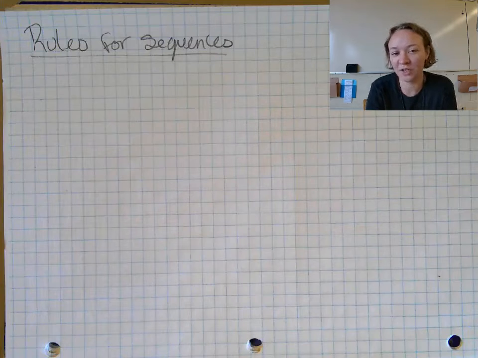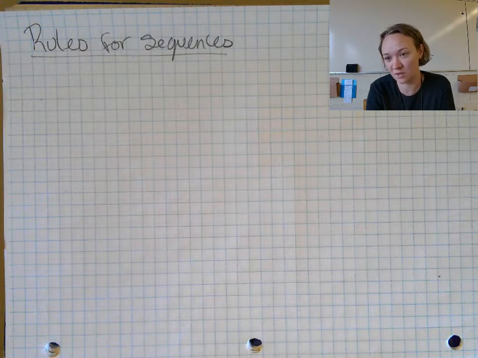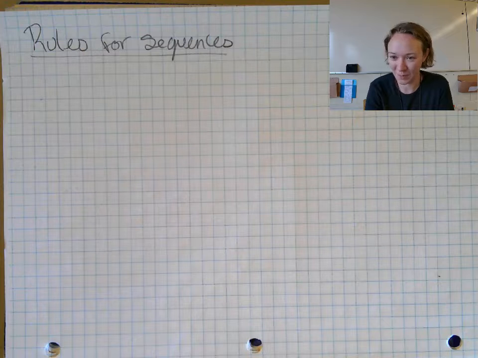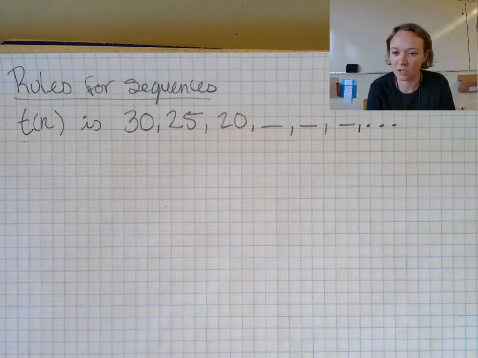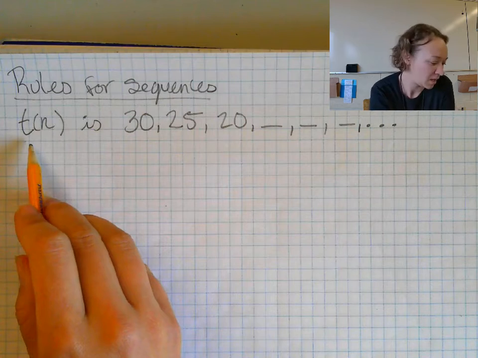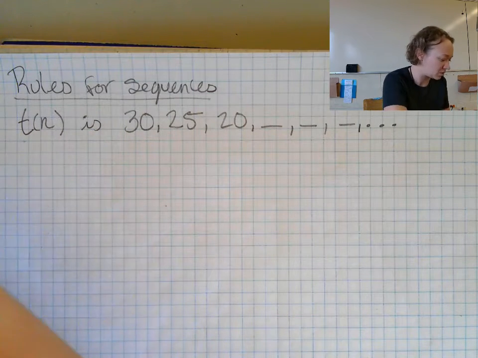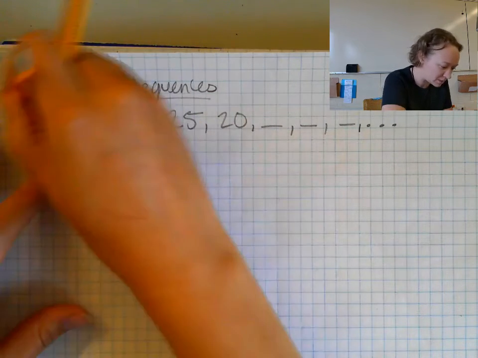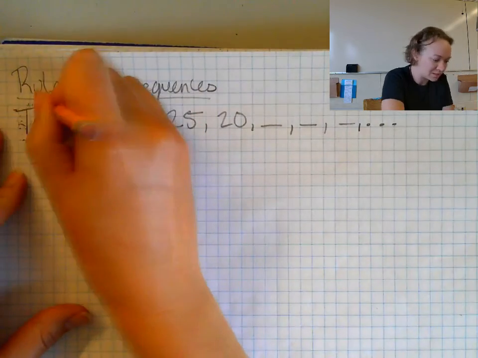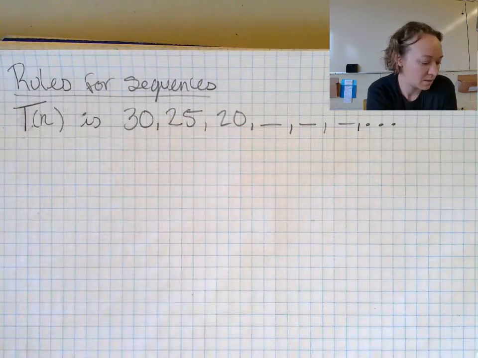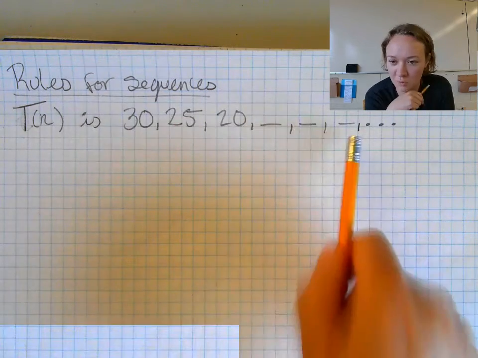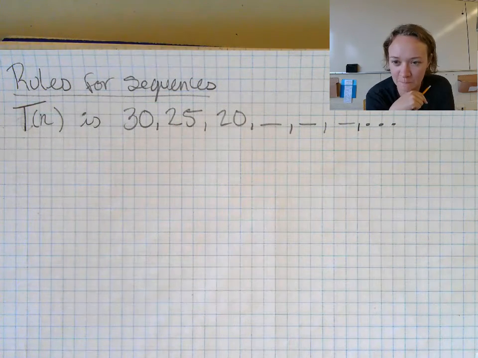In this video, we're going to learn how to write rules for sequences. This is the follow-up video to the sequences video. All right, so let's start off with a sequence. Let's say the sequence is sequence T, and actually sequences are usually capitalized. I'm not sure why, but sequence T is 30, 25, 20. I want you to fill in the next three numbers when you copy it down, please.